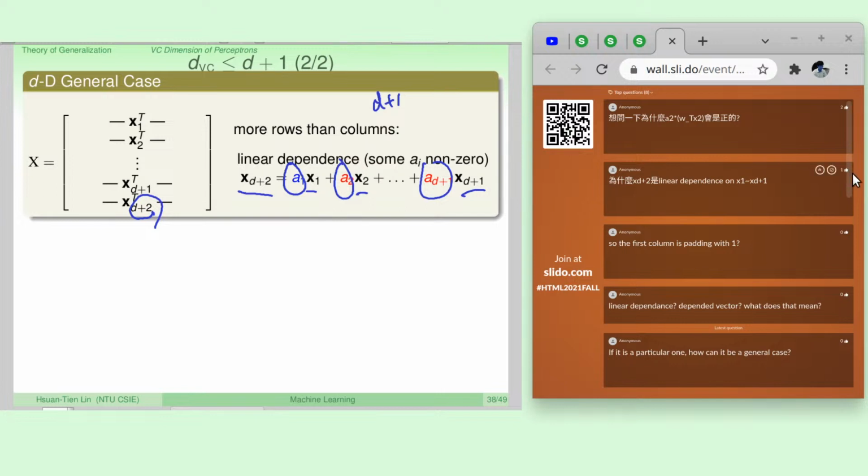Okay, there are some particular questions. Let me answer. So there's the first column padded with 1. That's the default. That's the x0 that we have answered.